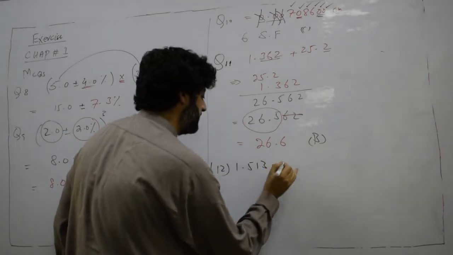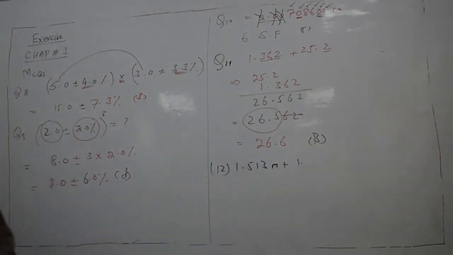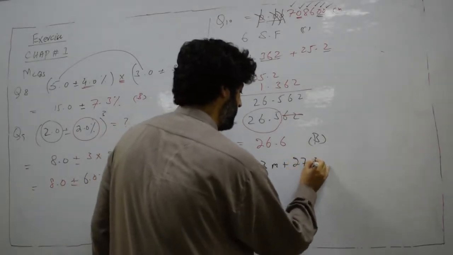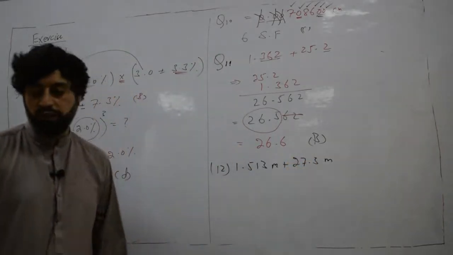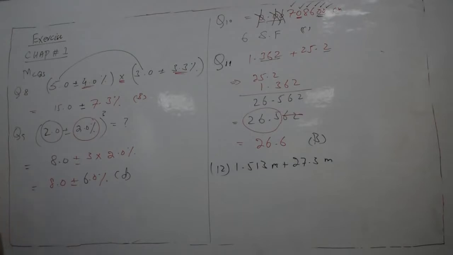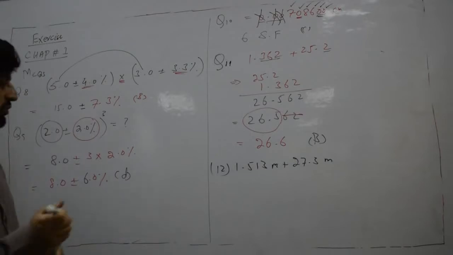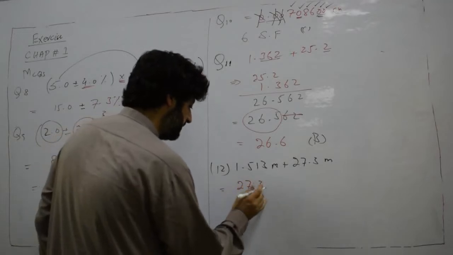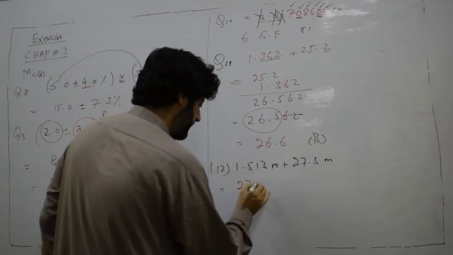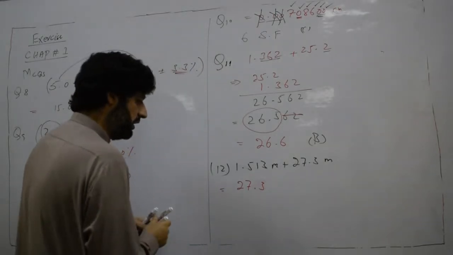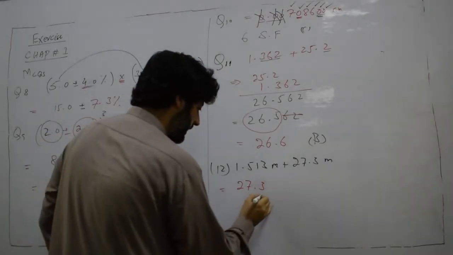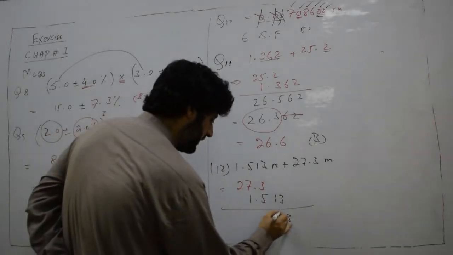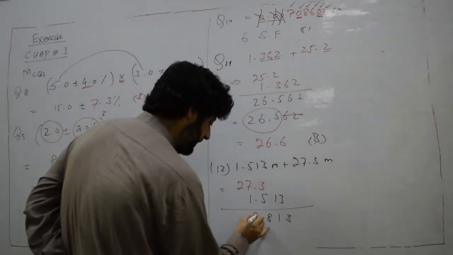1.513 meter plus 27.3 meter. We have to find the answer with the correct significant figures. So we have to add these numbers. Look here, 27.3. Add these numbers, so it will be 3, 1, 8, 8 and 2.